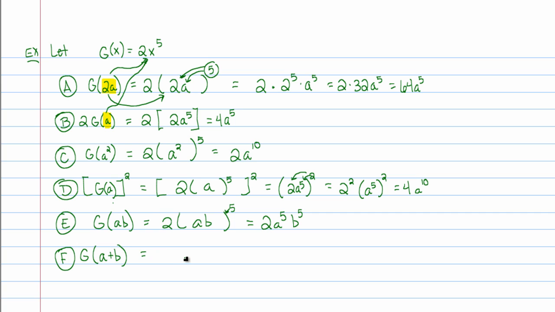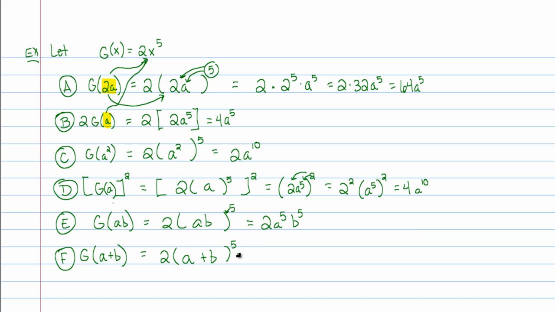Finally, we have g of a plus b. Remember, g is the function 2 times junk to the fifth. And we're going to plug in to that blankness there, a plus b. Now, in this case, remember my warning. It is not a to the fifth plus b to the fifth. It is just what we have written here. This is as good as it gets.